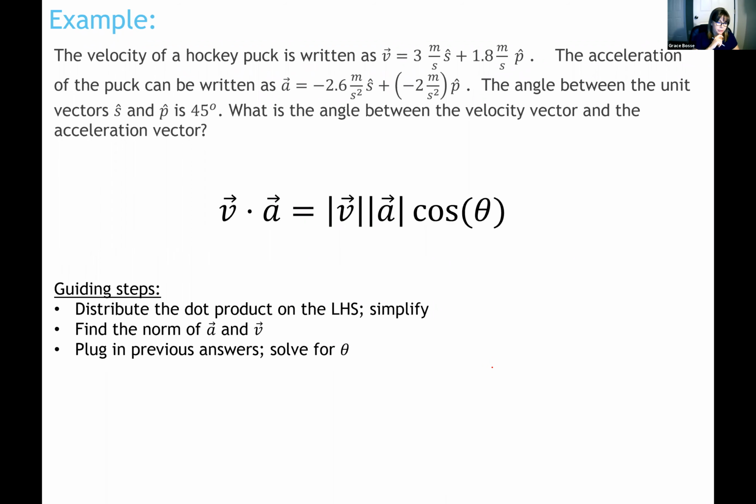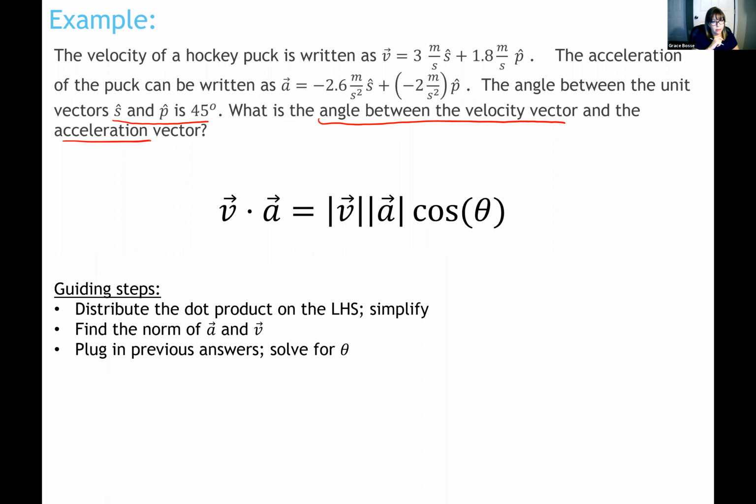So I have two vectors, v and a. And they are written in terms of unit vectors, s hat and p hat. So I can't really picture these things. I don't know how s hat and p hat are pointing. I can't picture v and a, but I just have them written in terms of these unit vectors. And I also know that the angle between vectors s hat and p hat is 45 degrees. And we want to figure out the angle between the velocity and the acceleration vector. So v and a, that's the angle I'm looking for.